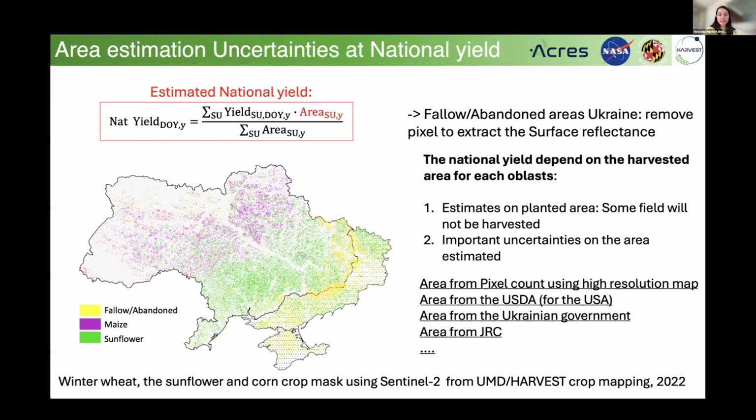Another important point is that this model is calibrated over the past 20 years. It's important to have a similar crop mask over these past 20 years, built with the same method, to propagate the error from one year to another, and the yield model will learn this error in the calibration.